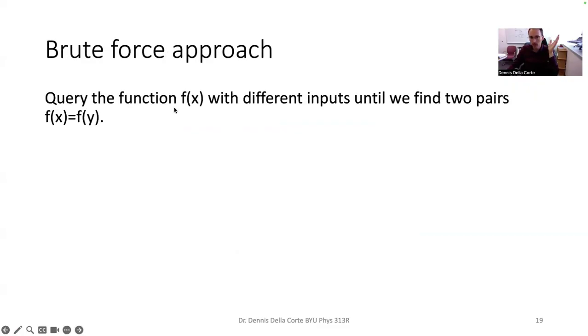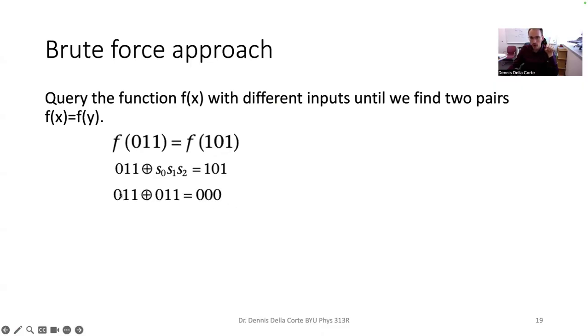So there's, of course, a brute force approach. You can just query the function f of x with different inputs until you find 2 pairs where f of x is equal to f of y. If you happen to find this, then you can set up your problem and say, well, I know that my 011 string C knotted with the secret string s0, s1, s2 is equal to 101. And I know that 011 C knotted with 011 is equal to the 0 string. So I can simply, on the left side, C knot that whole expression with 011.